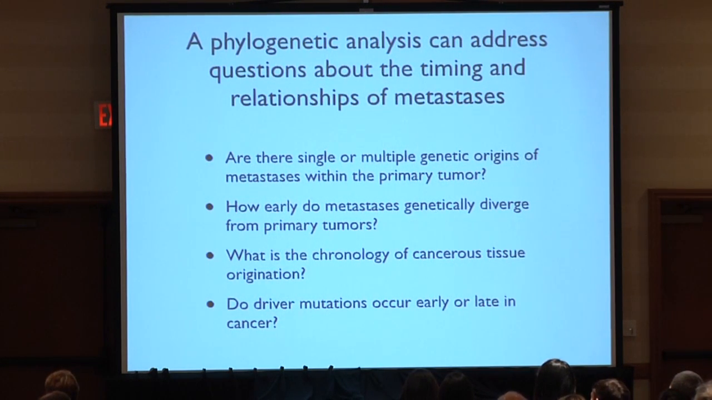The current zeitgeist has been, as Carlo mentioned, to sequence a normal tissue and one sample from a primary tissue and say we're going to figure out the genetics of that. Unfortunately, that gives you no scope for understanding what happened historically along the evolution of the cancer.